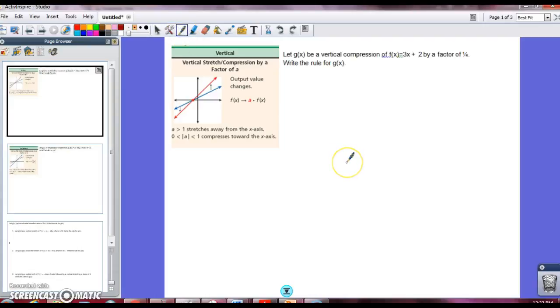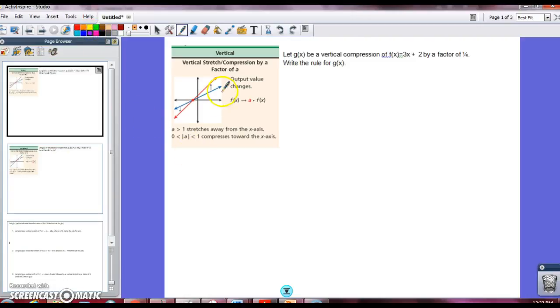Hi folks, today we're going to talk about vertical and horizontal stretches and compressions. So last time we talked about translations, right, when we shifted things up and down, left and right, and reflections. Today we're going to talk about compressions and stretches. So we'll start with vertical. Those are the easier ones.